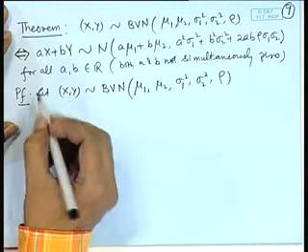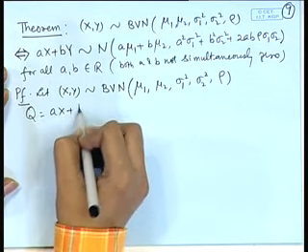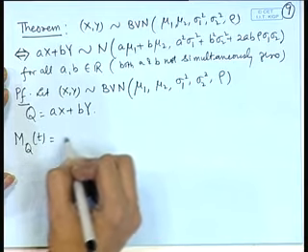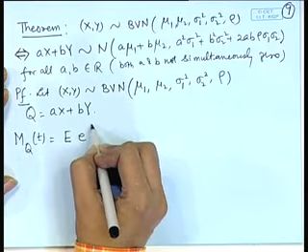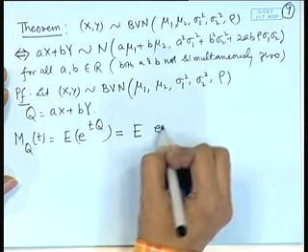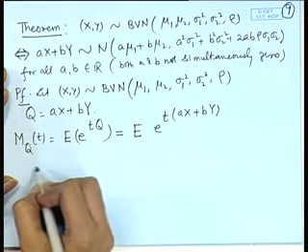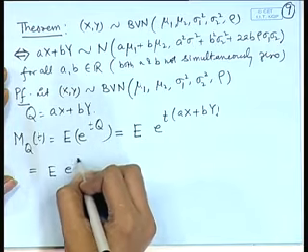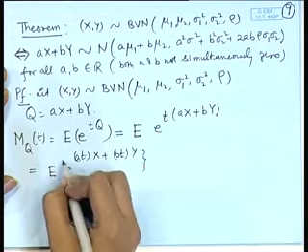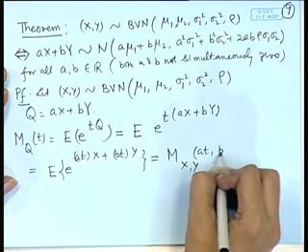Let us write the random variable, say Q, as aX plus bY. Then the moment generating function of Q, that is equal to expectation of e to the power tQ, that is equal to expectation of e to the power t(aX plus bY), that is equal to expectation of e to the power atX plus btY. This is the joint MGF of X, Y at (at, bt).